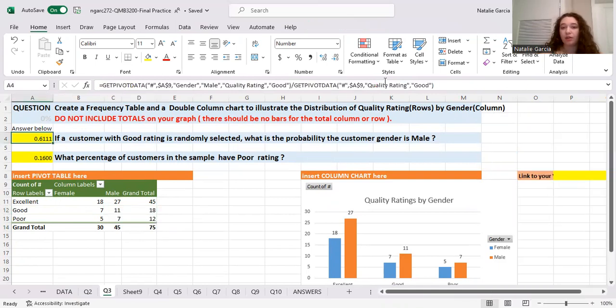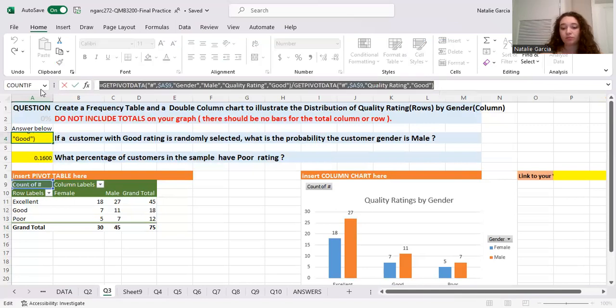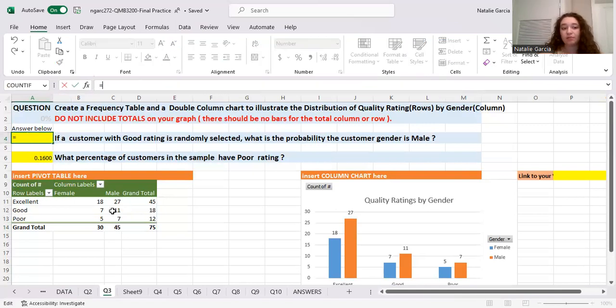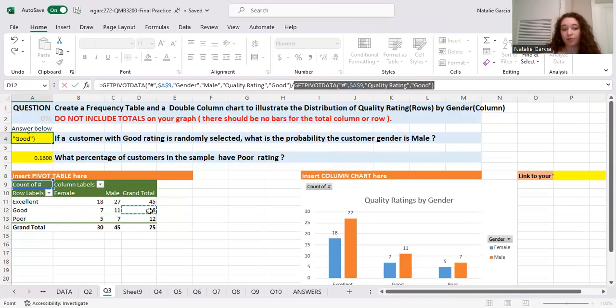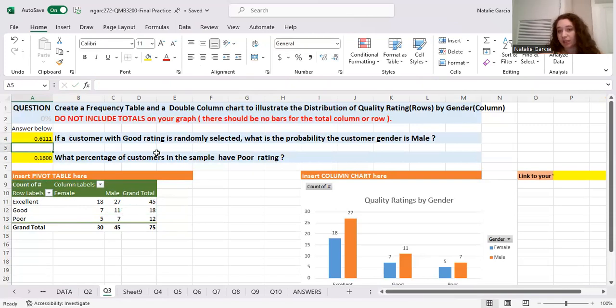So you're going to go here and put equals the number of men that got the good rating divided by the total of good. And you're going to get that same 0.61.